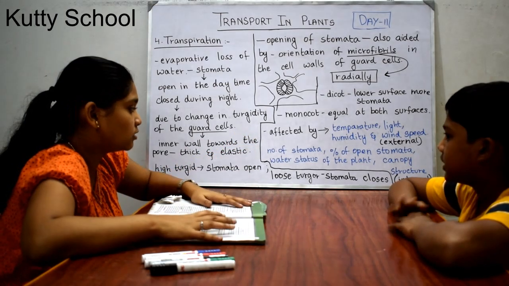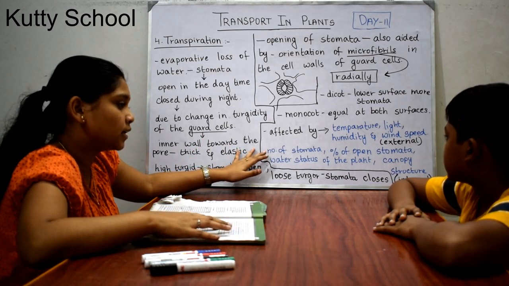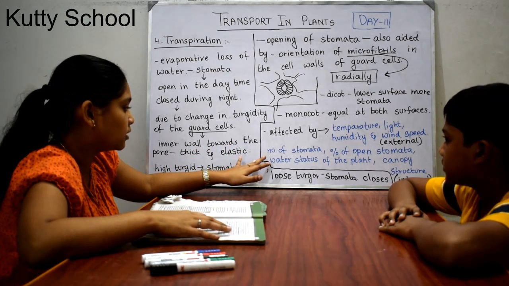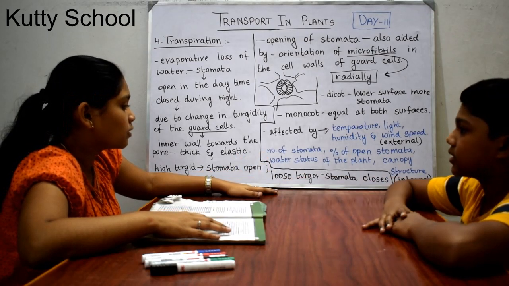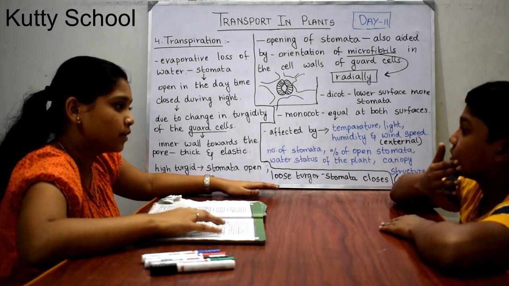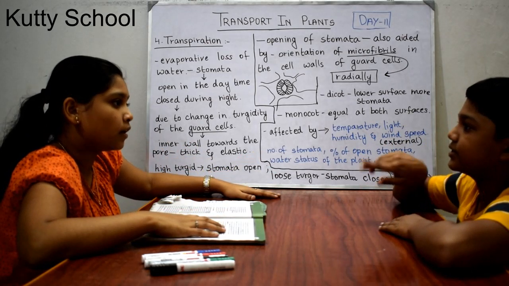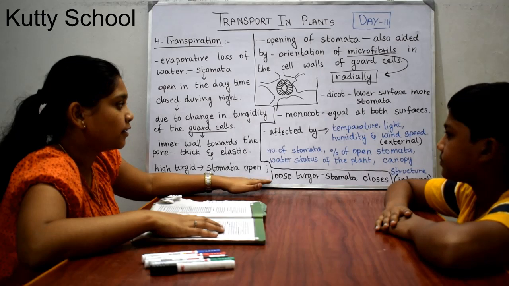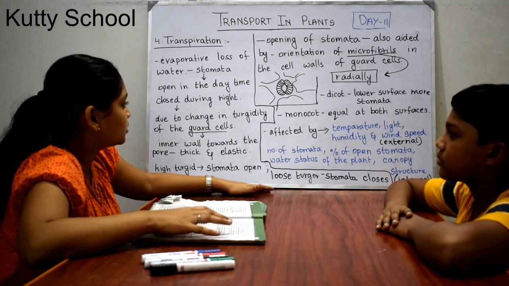Those are the external conditions. Internal conditions: it is affected by the number of stomata present in the leaves or plant, the percentage of open stomata, and the water status of the plant, whether it is highly turgid or less turgid. And the canopy structure, what the structure of the plant is, whether it is exposed to sunlight, or whether the leaf is rolled like in grass. So transpiration is affected by these internal conditions. This is about transpiration.